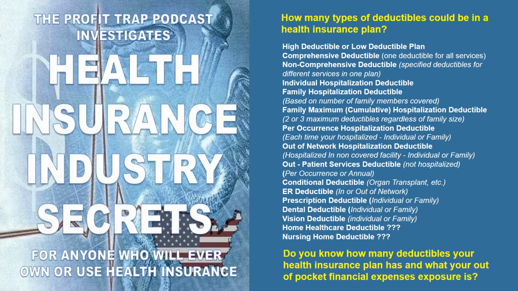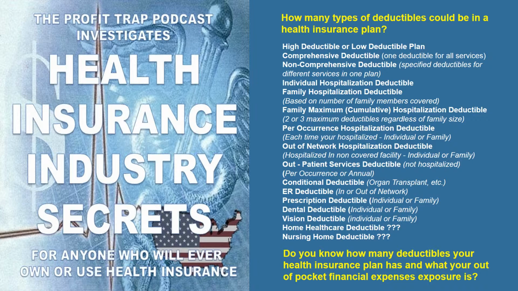Then we have the family maximum or cumulative hospitalization deductible, which is usually 2 or 3 maximum deductibles regardless of the size of your family. So if you have 7 family members, you could only have 2 or 3 maximum deductibles. Then we have the per occurrence hospitalization deductible, which can be for each time you're hospitalized for a different incident. Then we have the out-of-network hospitalization deductible, which means you have received care at a facility or location that is not covered under your plan.